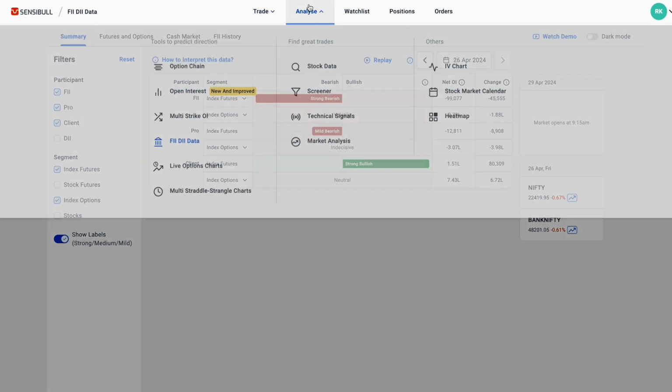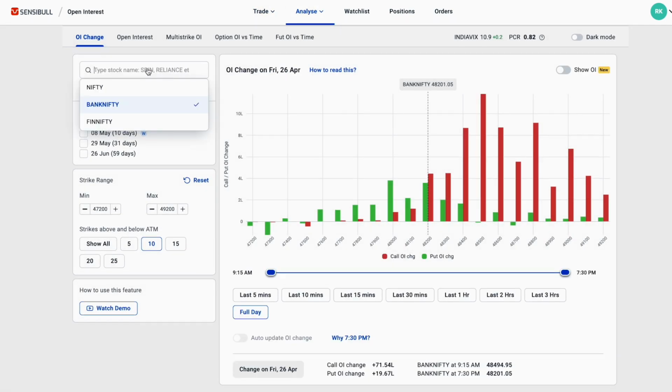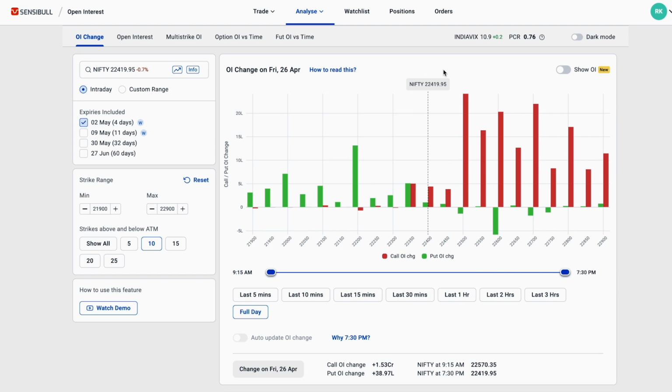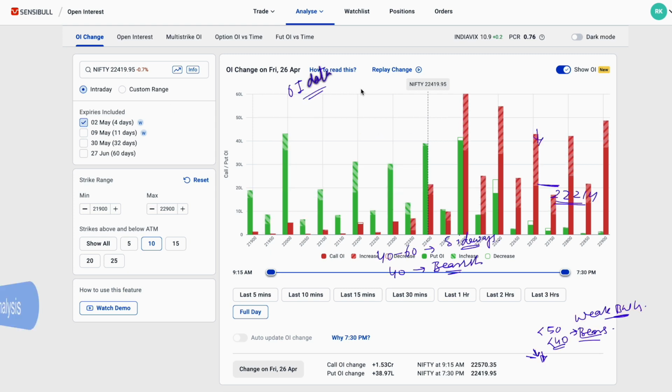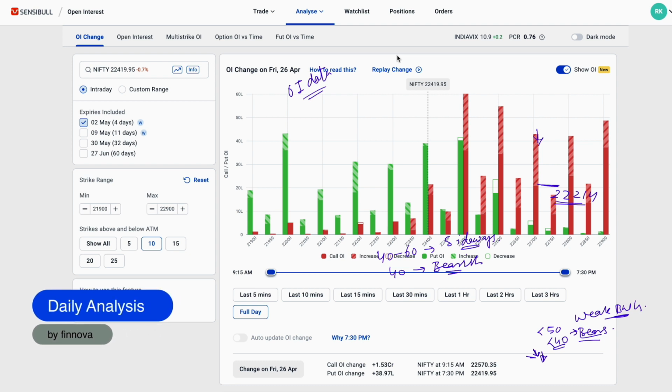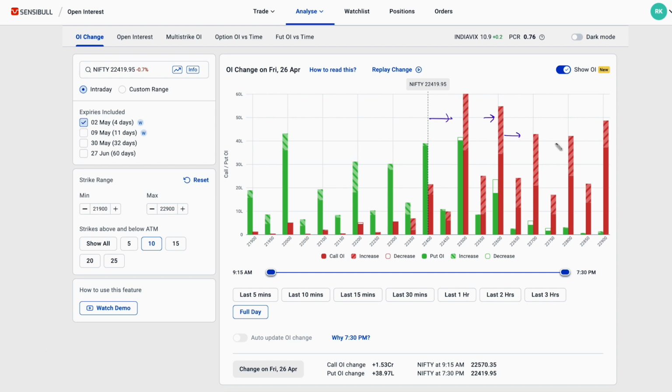So here we are able to see Nifty. If we look at Nifty, on the last trading day there was huge call writing on the upper side. There is a huge addition. On the lower side, some of the puts got wound up. On the lower side there was no new addition of calls.